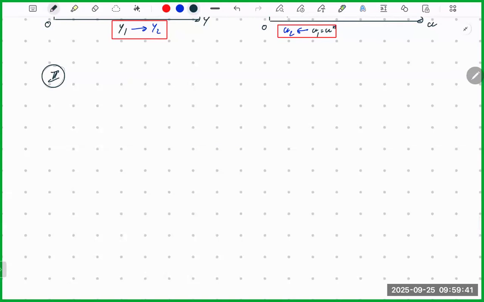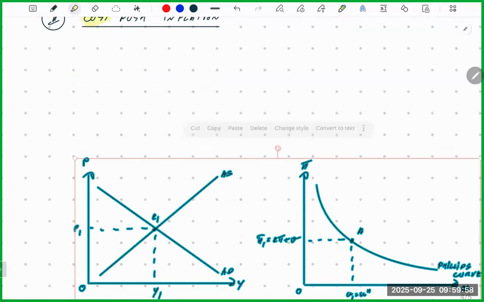Good. Then we go to the second type of inflation. The second type of inflation we call cost push inflation. The first one is about demand. The second one is about cost. Cost is about supply. Remember? Okay. So I copy the graph and put it here.